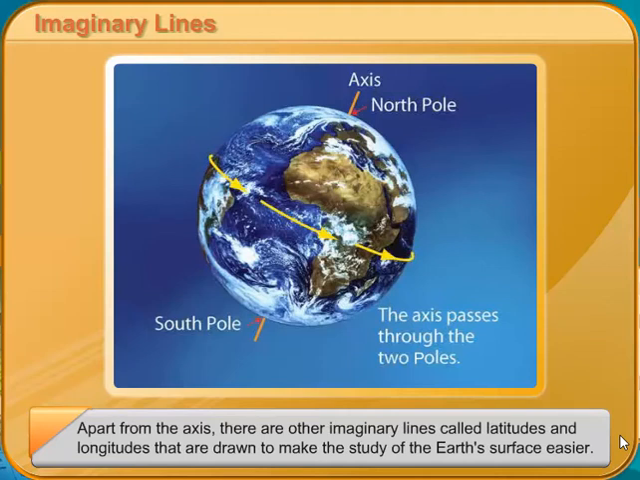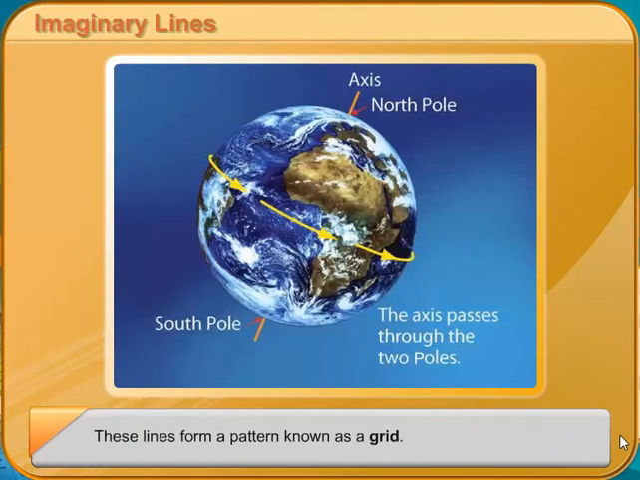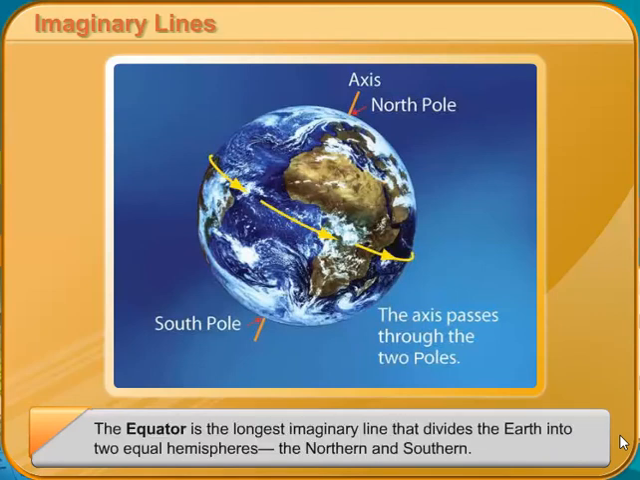Special latitudes. There are some latitudes which have special names. The 23.5 degree N latitude is called the Tropic of Cancer. It is in the northern hemisphere. The 23.5 degree S latitude is called the Tropic of Capricorn. It is in the southern hemisphere.